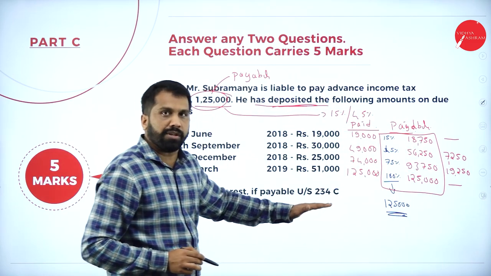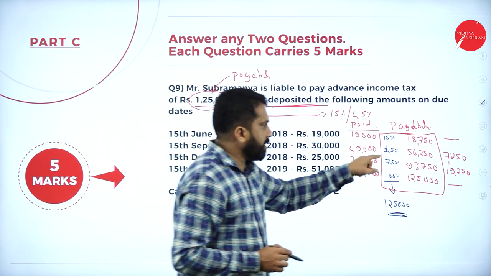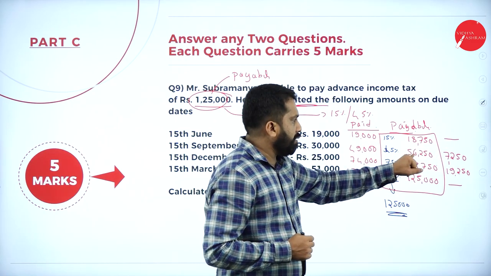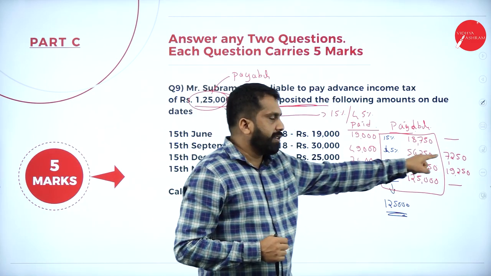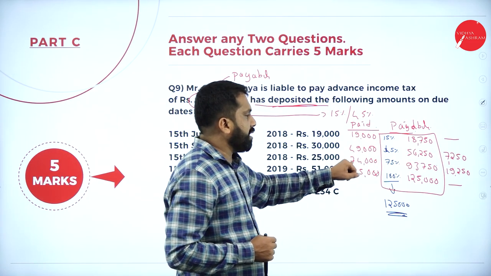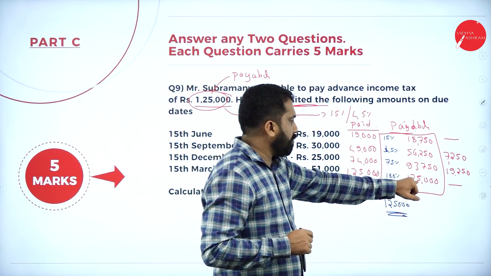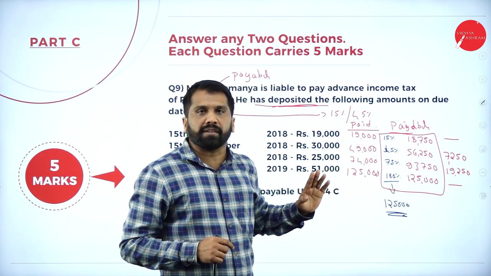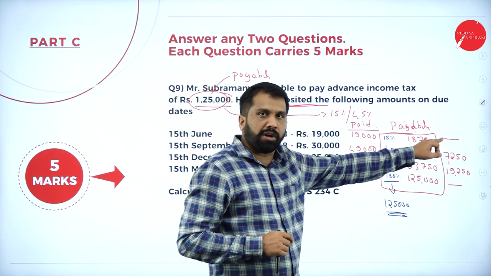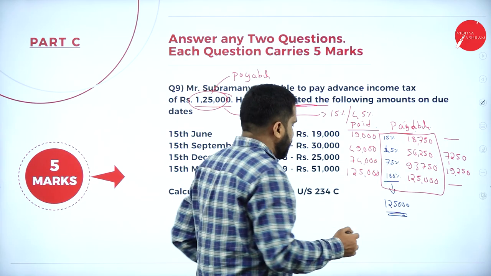Hope you understood. Payable, paid. What is the difference? First, they have paid more. Second one, out of 56, they paid only 49. Shortage of 7,250. Out of 93, they paid only 74. Shortage of 19,250. Out of 125, they paid 125. Now, will interest come for the first installment? No. Will interest come for the second installment? Yes. How?